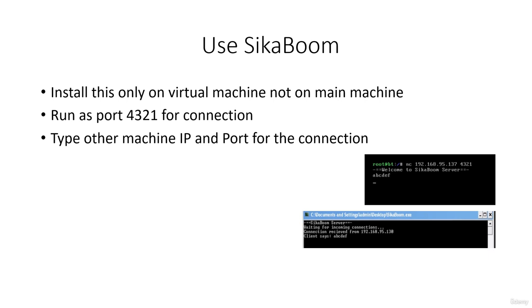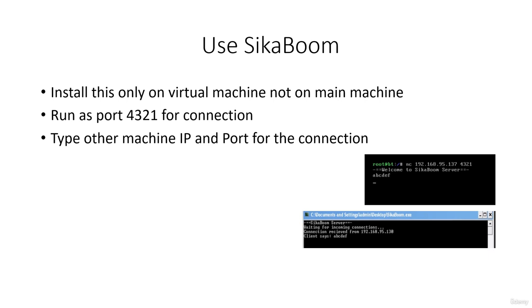To do that, you first have to install a virtual machine on your main computer, because it's very unsafe to use the vulnerable application on your main computer. So it is always recommended to use a virtual machine, so it doesn't affect your main machine. First, download Vulnserver, or whatever the application is, and install it in the virtual machine, and run it on port 4321 for the connection, then type the other machine's IP and port for the connection. So there is only one way for connecting.